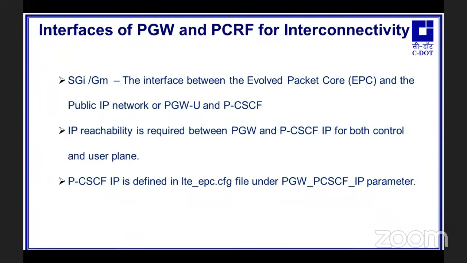So now the interface, in continuation of the previous thing, the SGI interface, the interface between EPC and PGW, on PGW you can say, or PCSCF. One of the interfaces we already covered. So IP reachability in PGW and PCSCF, both user plane and control plane, needs to be ensured for VoLTE services. All the packets will go from the PGW to that PCSCF over that interface. And we are defining the PCSCF IP while configuring the PGW in LT5.